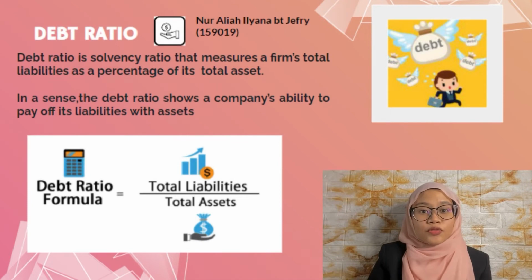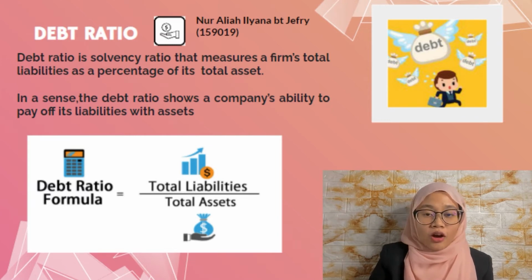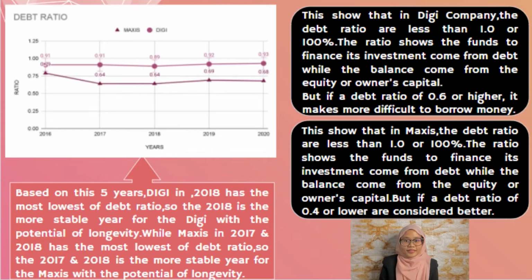Debt ratio is a solvency ratio that measures a firm's total liabilities as a percentage of its total assets. In a sense, the debt ratio shows a company's ability to pay off its liabilities with assets. The formula of debt ratio is total liabilities divided by total assets.